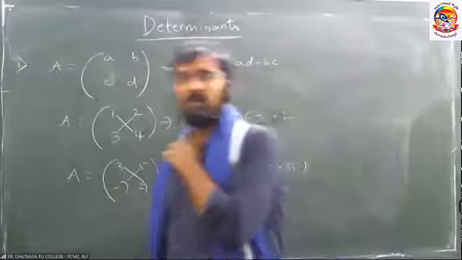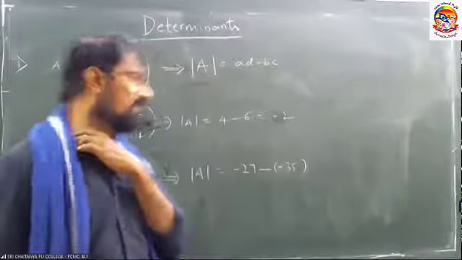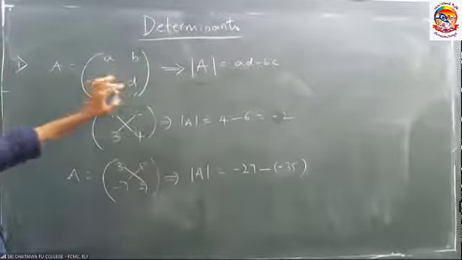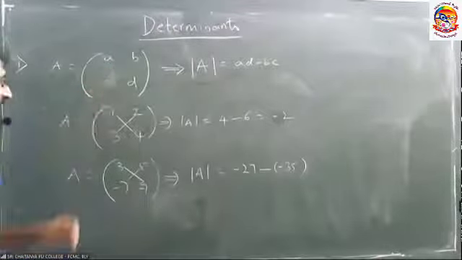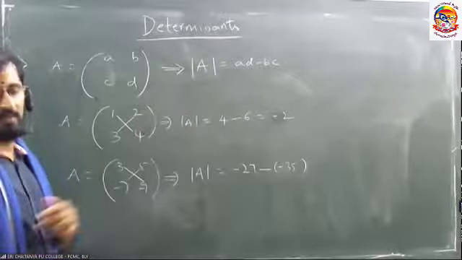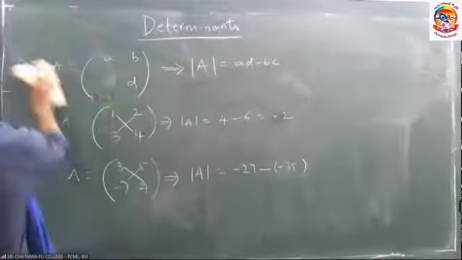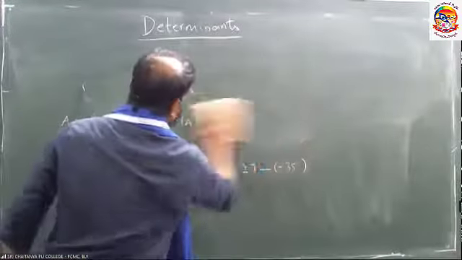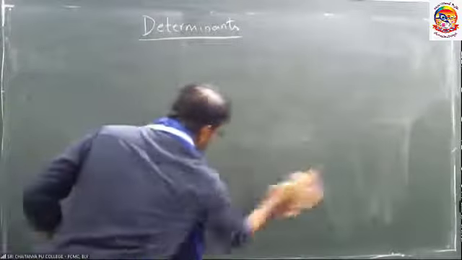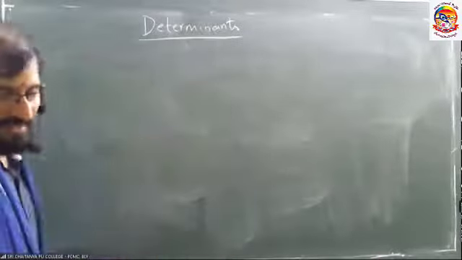So whatever value you get, that will be the answer. Understood? This is the determinant of a 2 by 2 matrix, and this is how to expand a 2 by 2 matrix determinant. Now, what about a 3 by 3 matrix? Directly I will give you an example. After the application part, tomorrow I am going to teach you the concept.